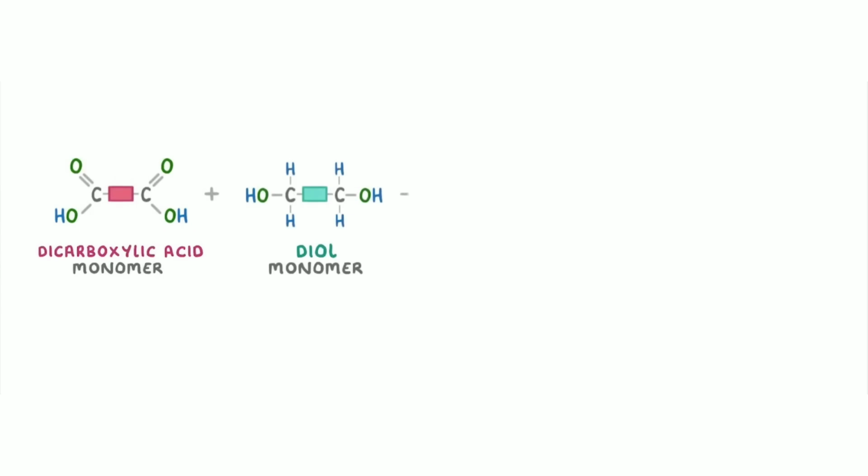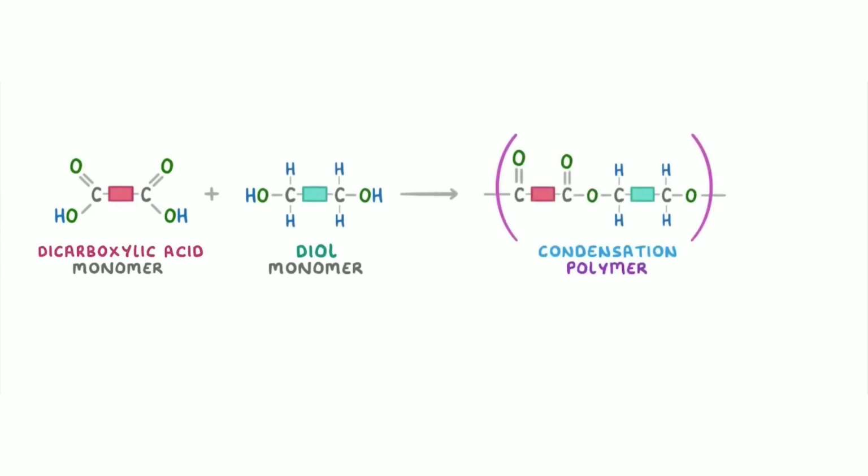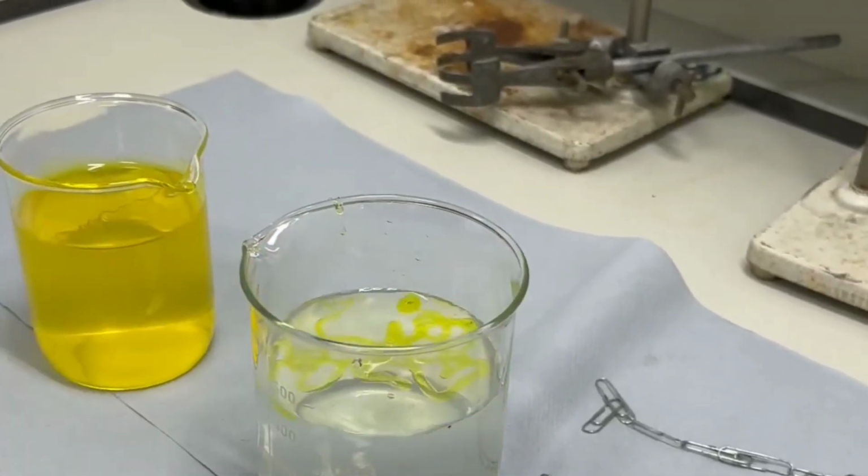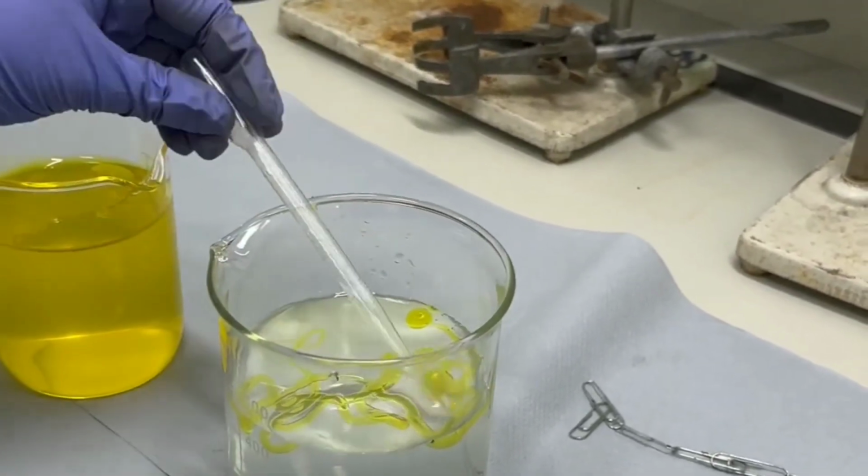Polymerization. We effectively had a dicarboxylic acid monomer plus a diol monomer go to form a condensation polymer, which in this case was a polyester, because this group in the middle is an ester link. Purified terephthalic acid and methylene glycol are reacted at high temperatures to form molten polyester.